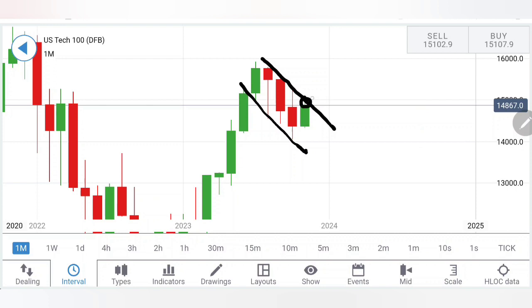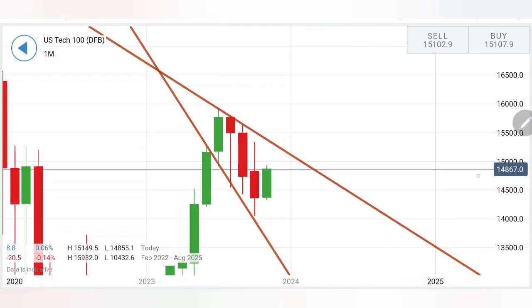How far can it rise? Yes, 15,400-500 is a zone. If and only if at any point of time in the month of November Tech 100 is staying above 15,400-500, you can say that it is giving a breakout. And that is why I say it has already started.